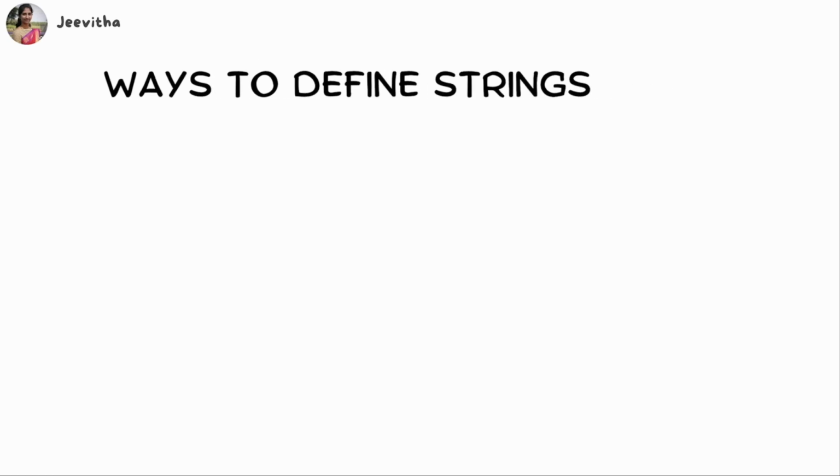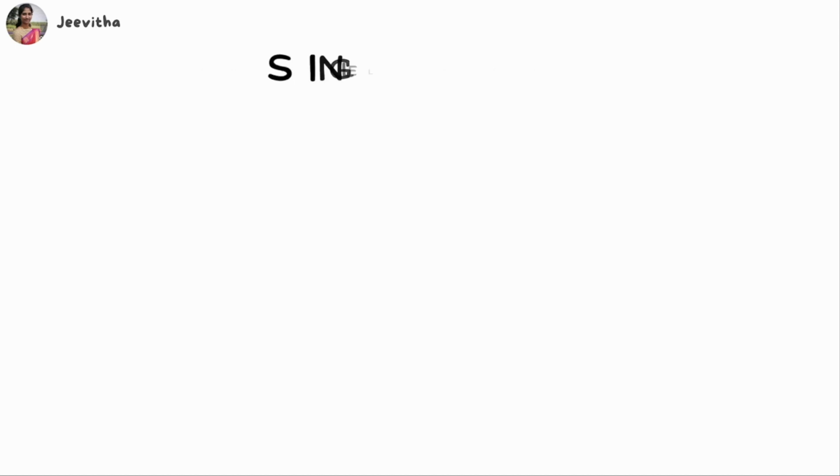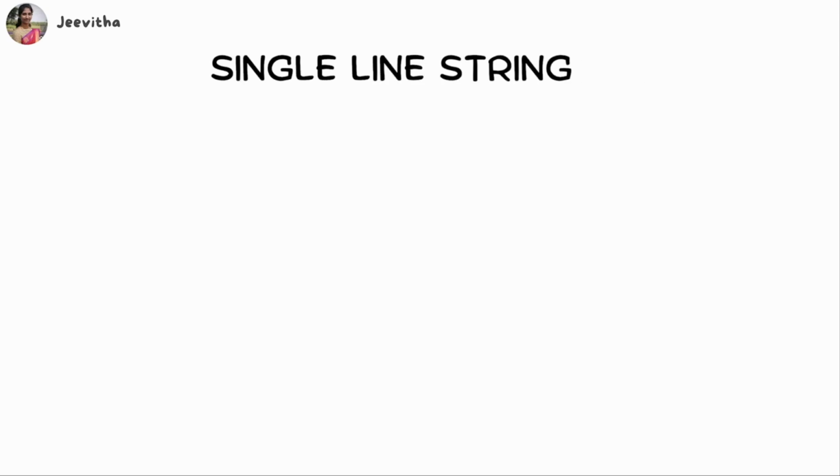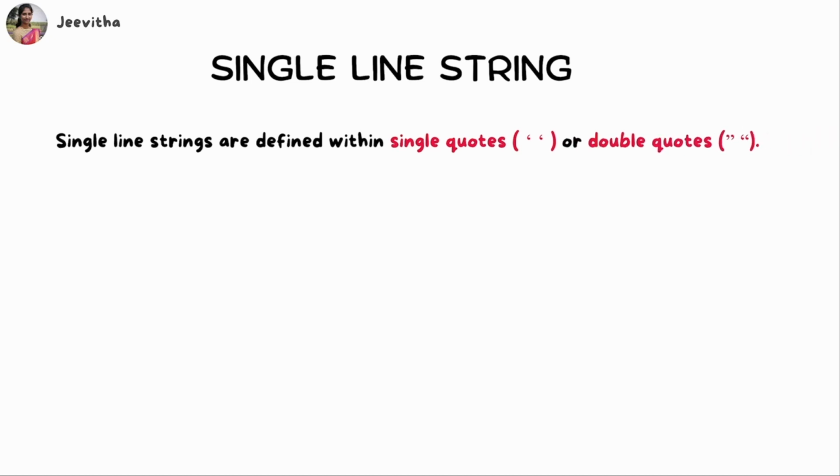There are different ways to define a string. It can be a single line string or multi-line string. So how do you define a single line string? You know what a single line string is? It may be a single word or single sentence. So single line strings are basically defined within single quotes or double quotes.